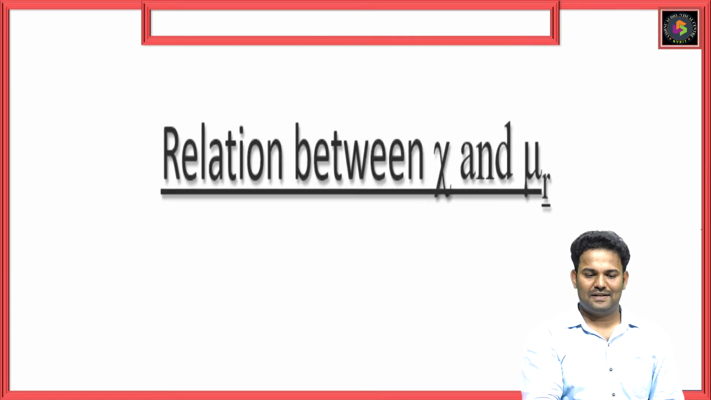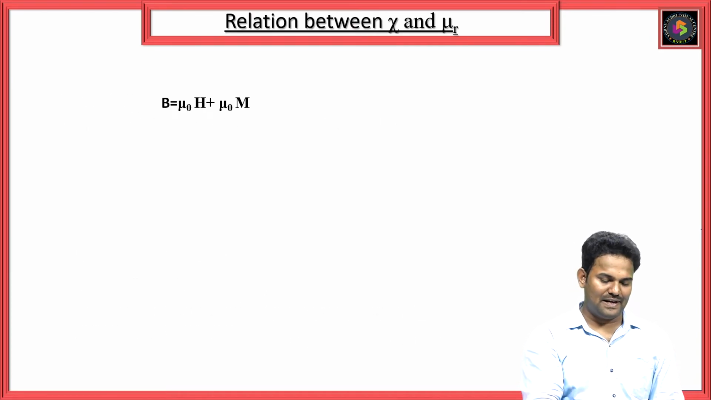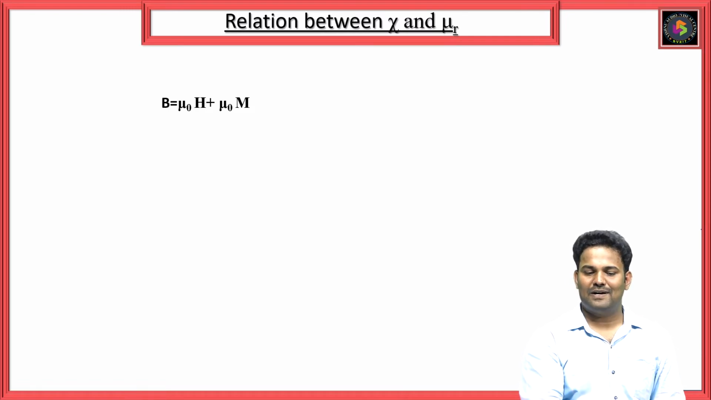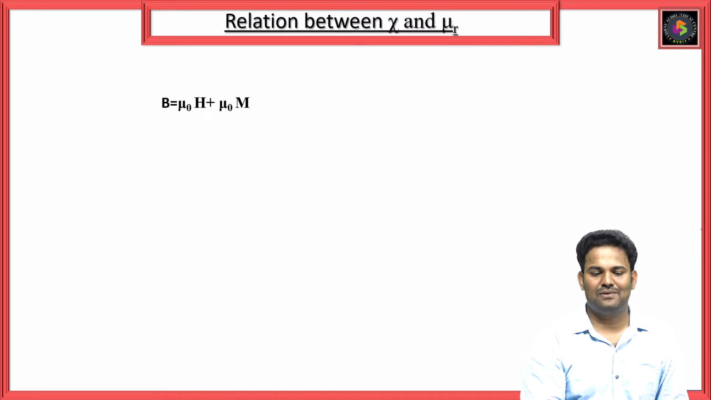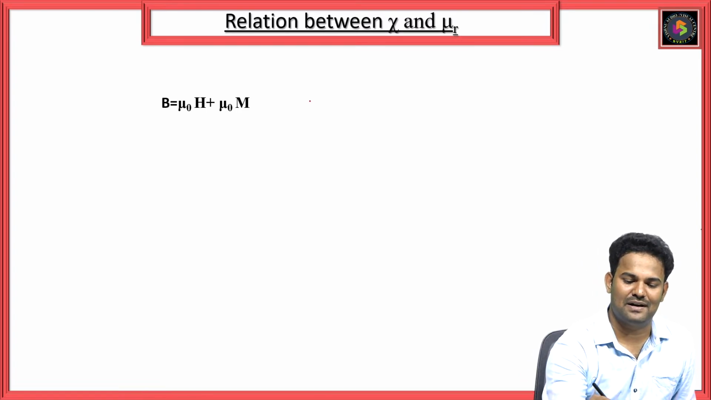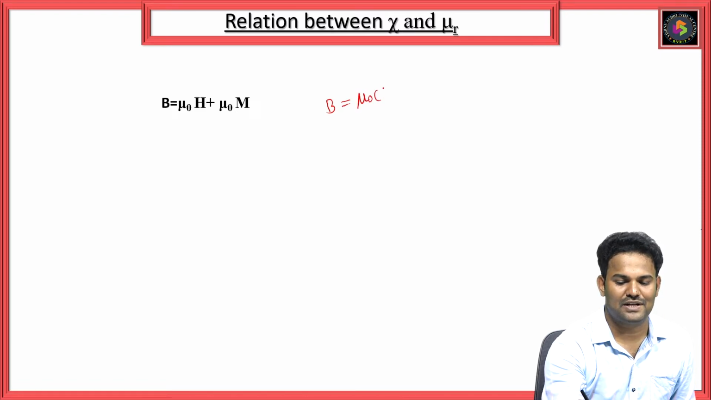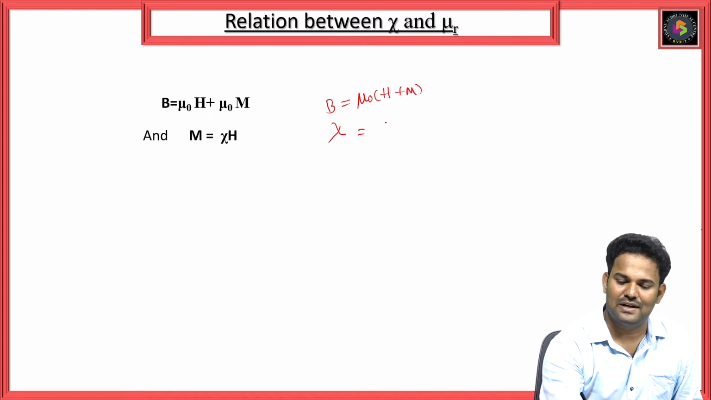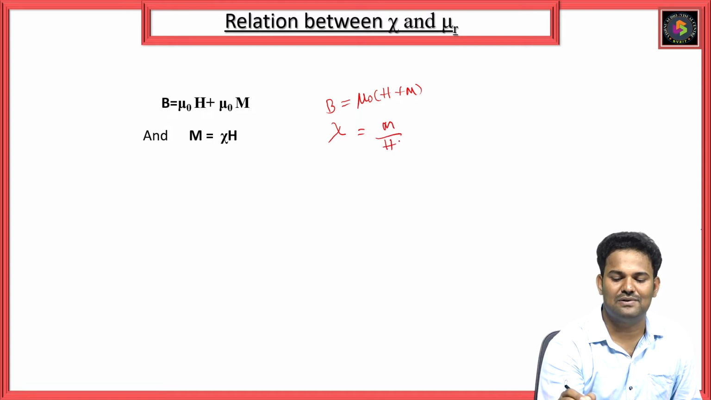And one more thing is there: the relationship between Xi and mu r. What is Xi? Xi is the susceptibility and mu r is the relative permeability. The relationship between these two we can find here. So B, we know very well, is the magnetic induction, which is equal to mu naught into H plus M. According to the previous definition, B is equal to mu naught into H plus M. Here I expanded. Next, we know very well that Xi, the susceptibility, is equal to M by H.